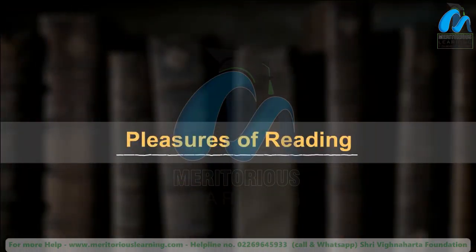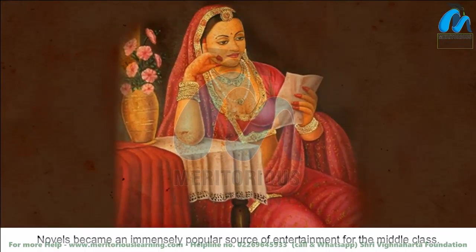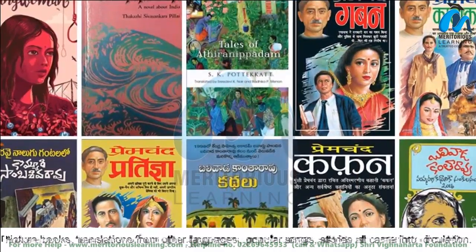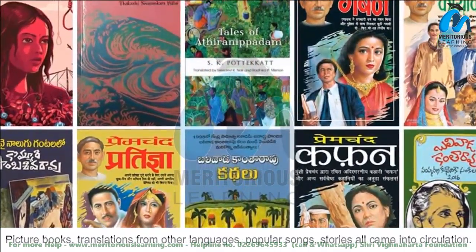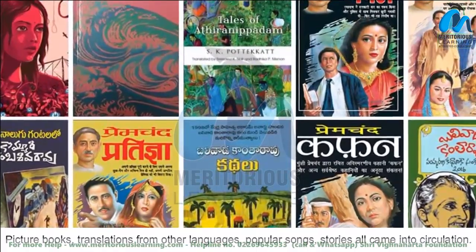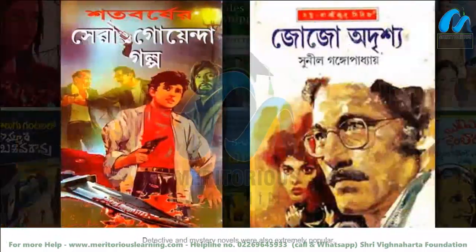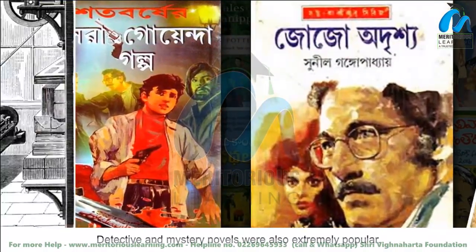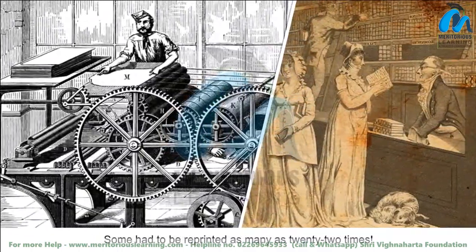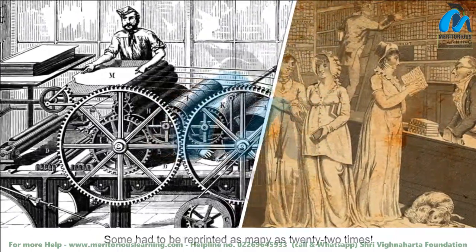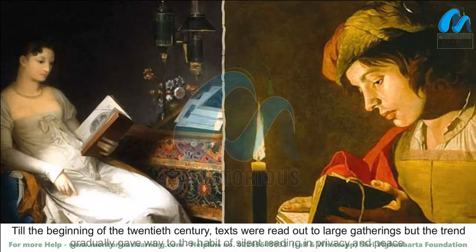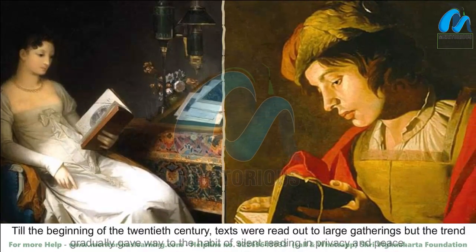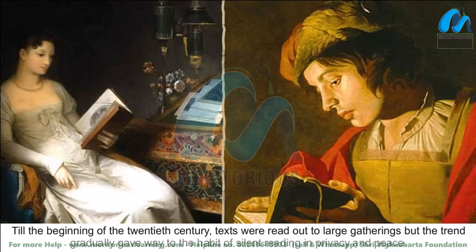Pleasures of reading. Novels became an immensely popular source of entertainment for the middle class. Picture books, translations from other languages, popular songs, and stories all came into circulation. Detective and mystery novels were also extremely popular. Some had to be reprinted as many as 22 times. Till the beginning of the 20th century, texts were read out to large gatherings, but the trend gradually gave way to the habit of silent reading in privacy and peace.